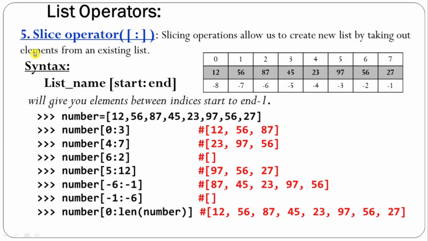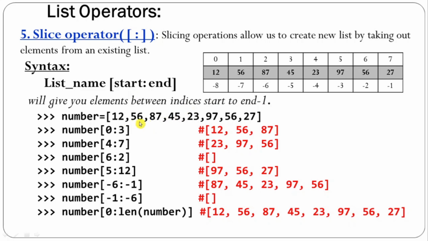Another important operator in list is the slice operator. This operator is used to extract a part of a list from an existing list. Slicing allows us to create a new list by taking out elements from an existing list. The syntax is list name followed by square brackets, and in the square brackets we give a starting index colon ending index. This index can be a positive index or a negative index, and it will return the elements between the indices start to end minus 1.